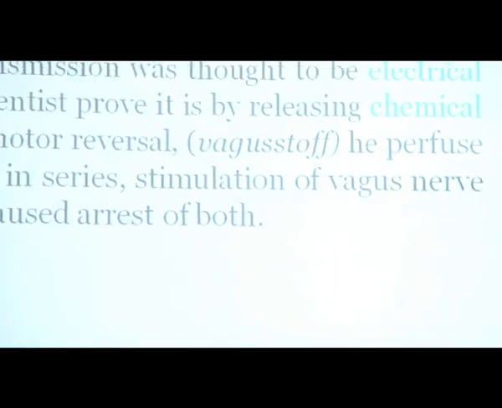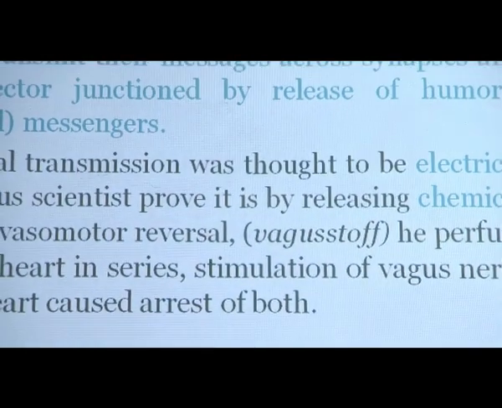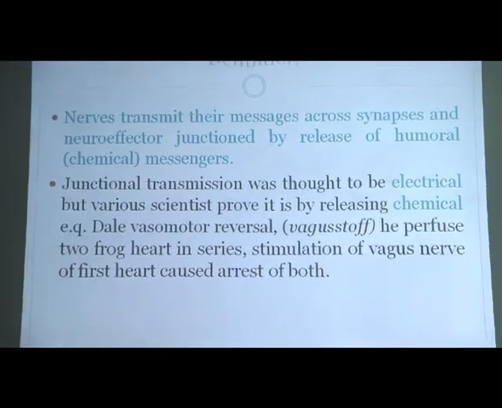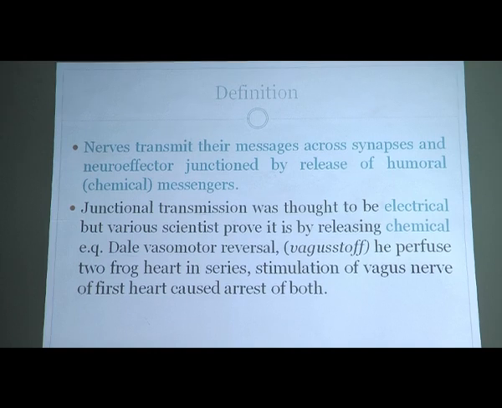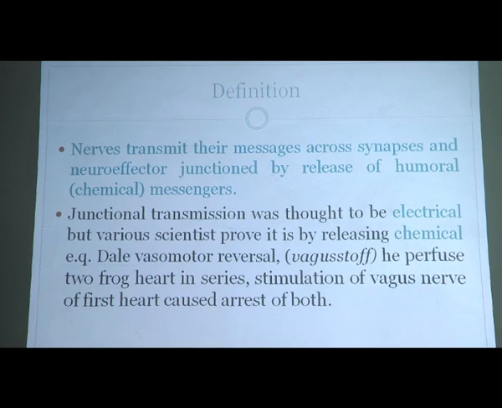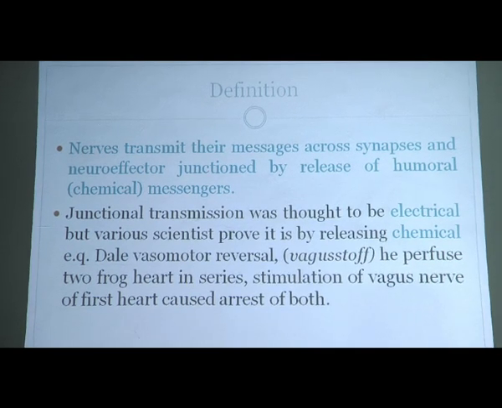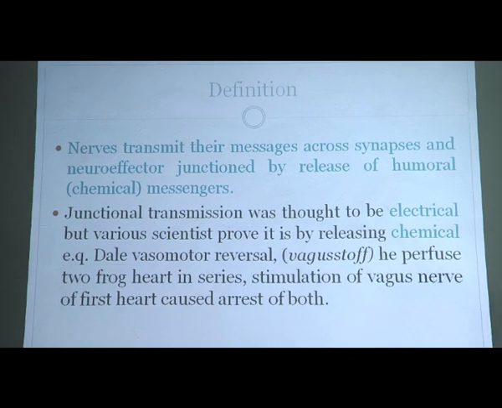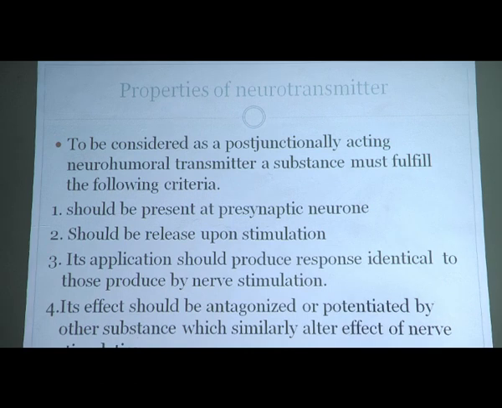Previously, junctional transmission was thought to be carried out by different sorts of electrical impulses. But Dale and other scientists proved that the release of chemicals is responsible for the transmission from one neuron to another neuron. That is also called vagusstoff. Dale and Loewi perfused two frog hearts in series and stimulated the heart by the vagus nerve. By the release of the transmitter, there was an arrest of both hearts, and that is why this vagusstoff is known as a particular neurotransmitter.